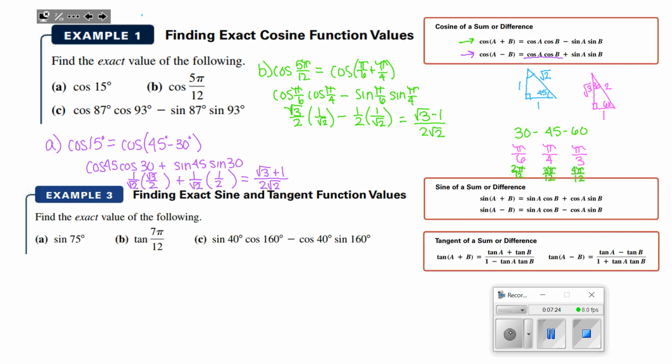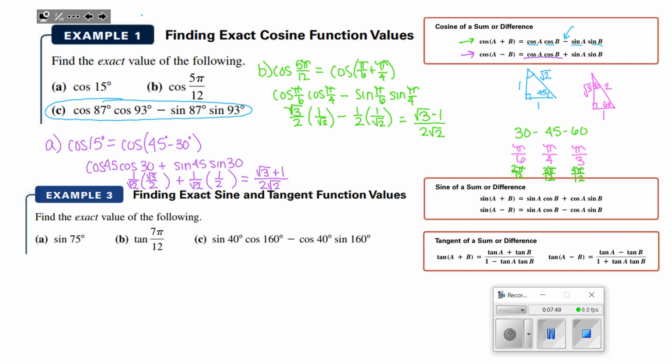Question C. For question C, now we're kind of going the other direction. So we're going to look at this. Does this look like cosine add the angles, or does this look like cosine subtract the angles? Right, hopefully you indicated that they are adding. Notice there's a minus between them. You've got cosine, cosine, sine, sine.